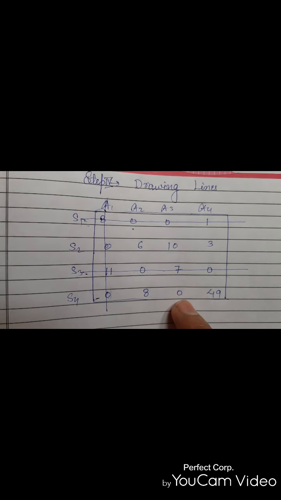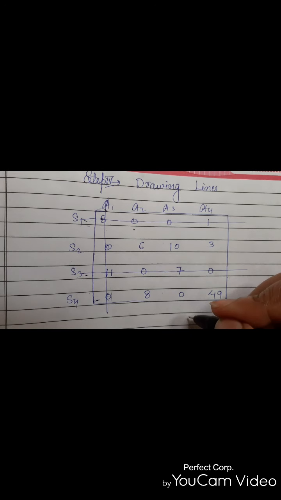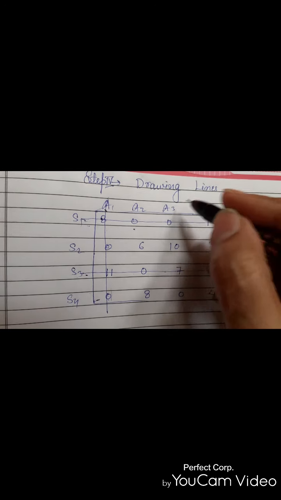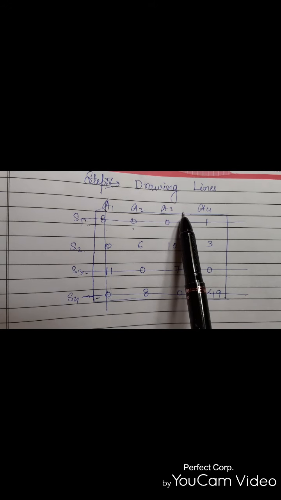Now I am left with a single zero. Here I can use any row or column line. So it's my choice now. Suppose I'm using a row line, a horizontal line, to cover this zero. Now how will I find the optimal solution? That means how will I assign all these salesmen to the territories? So let's start understanding that.